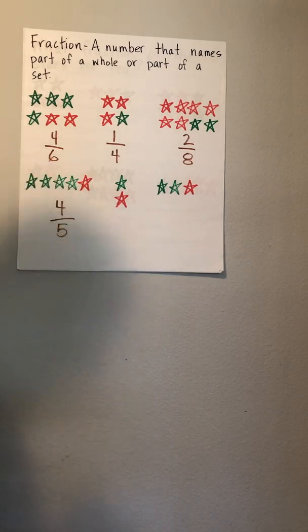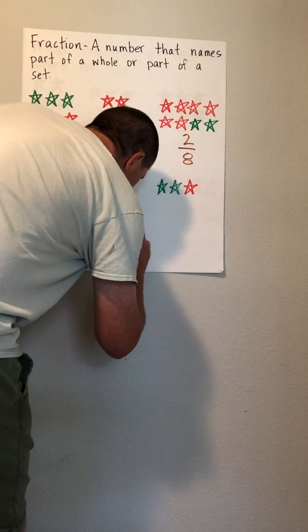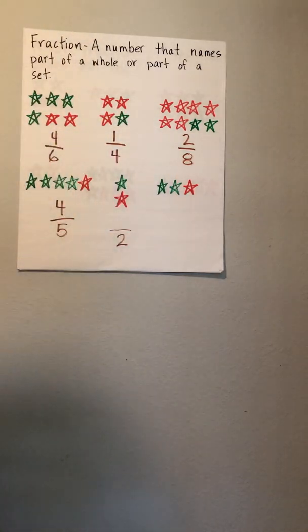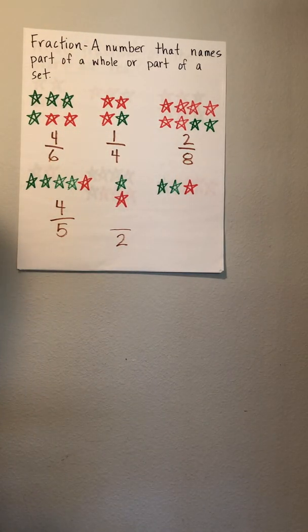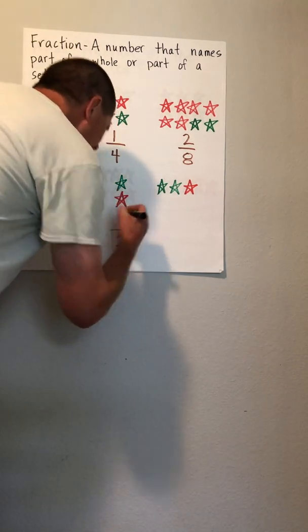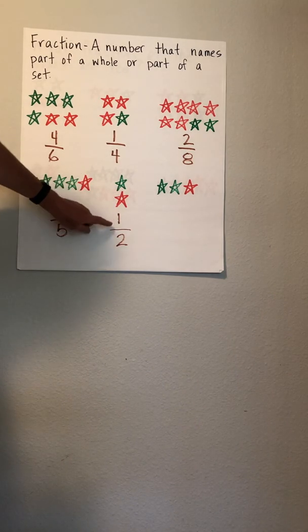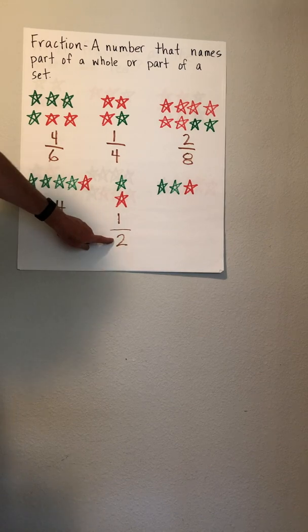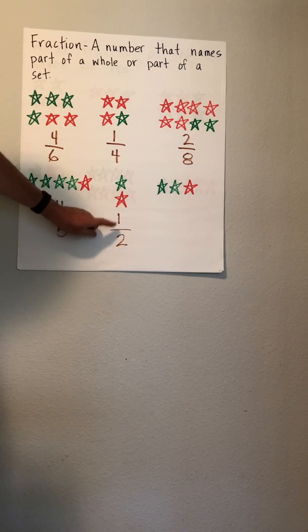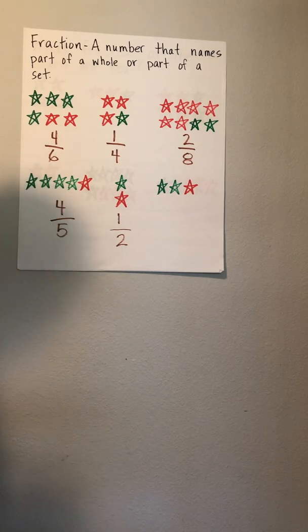Okay? Let's look at that one. How many stars do we have? We have 2 stars. How many of those stars are green? 1. Okay, so, and this is a little different, how many of the stars are green? 1/2. Not 1 over 2, but 1/2. Or 1 out of 2.